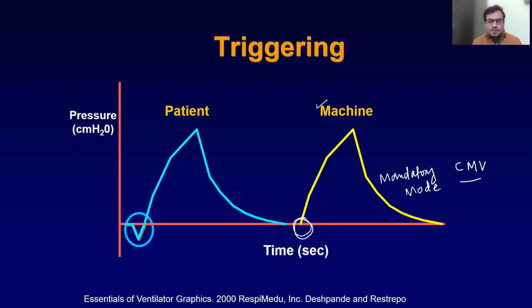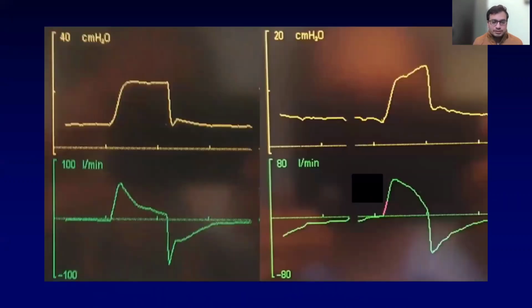Okay. So nowadays we do not use machine triggering or time triggering because we have become more patient friendly. So we use only patient triggered breath in modes like assist control mode. Okay, so this is assist control ventilation, AC mode. So AC mode came into existence because of patient triggering, more patient friendly. Or even you can say in spontaneous mode of mechanical ventilation also we use patient triggering.